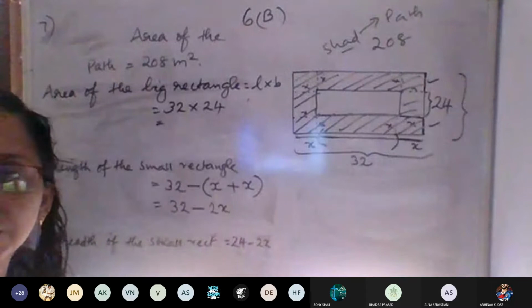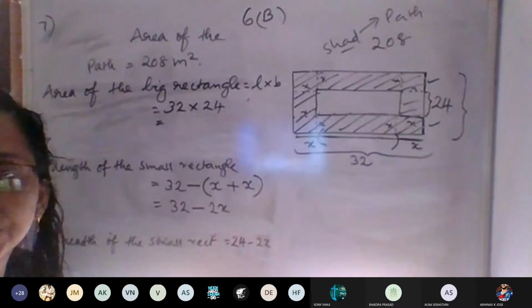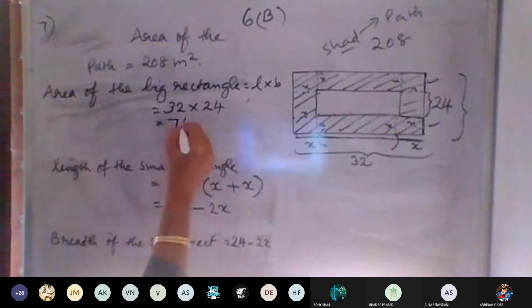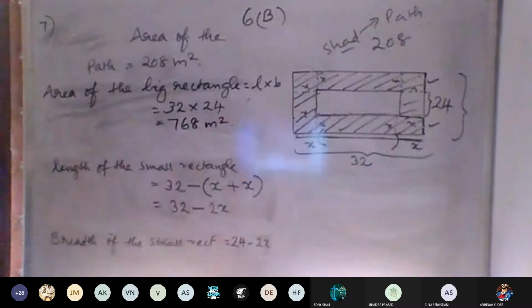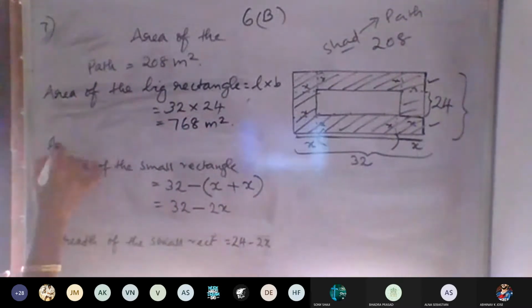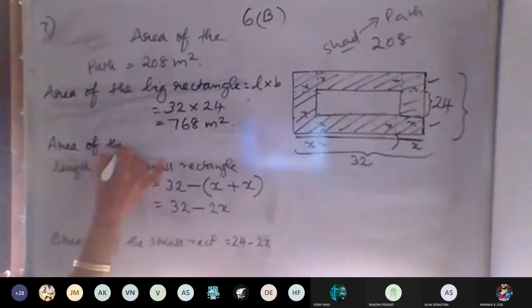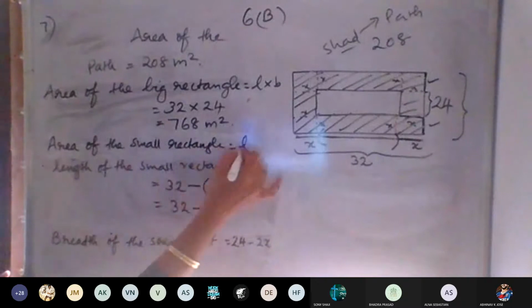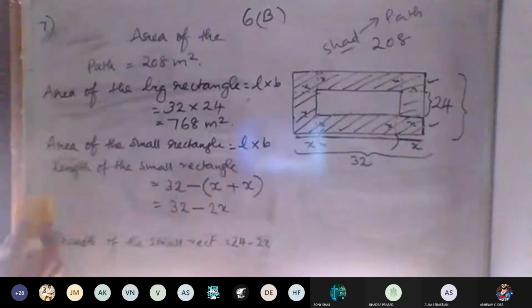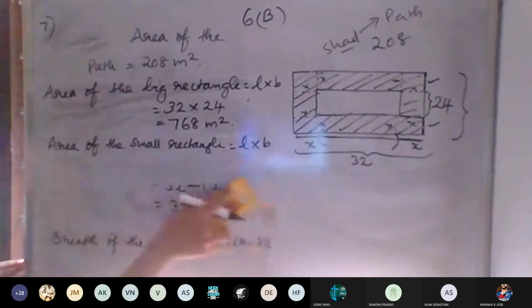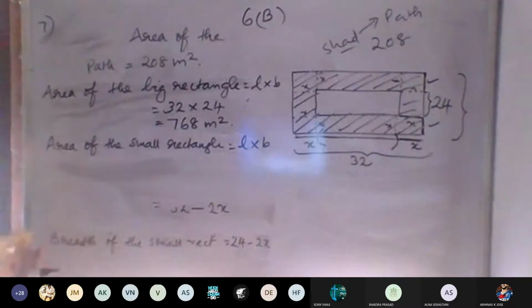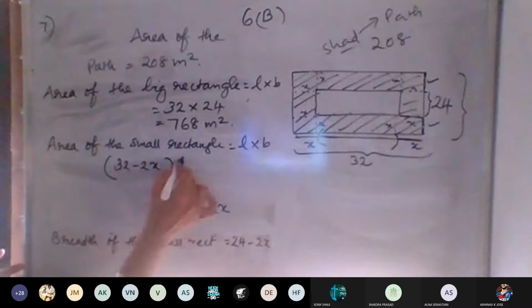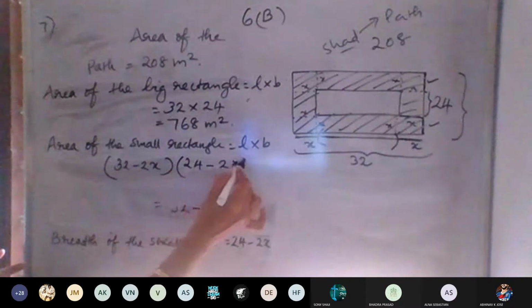Once again. 768. 768 meters square. Then similarly, area of the small rectangle is L into B. So length is 32 minus, sorry, 2x. 32 minus 2x into breadth 24 minus 2x.